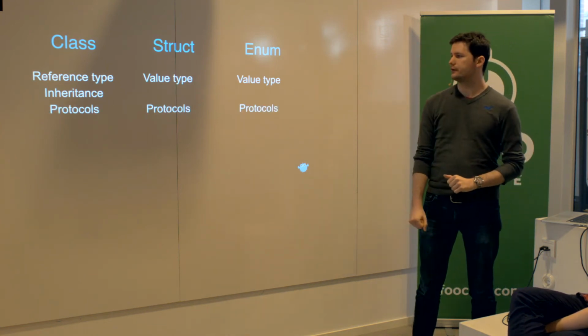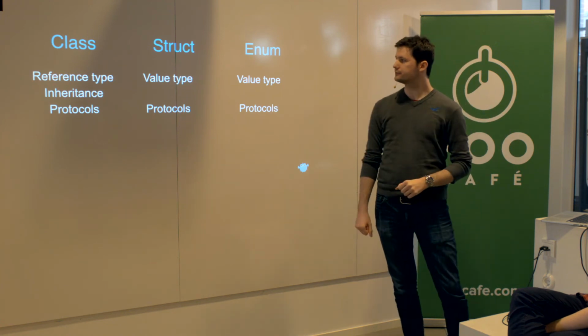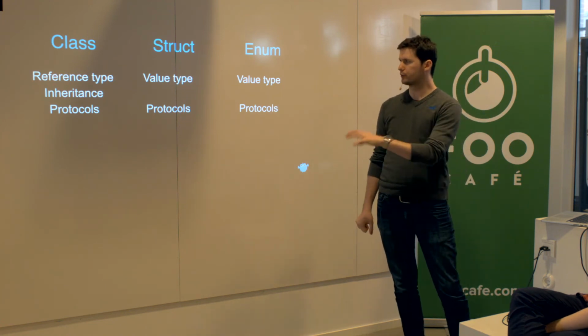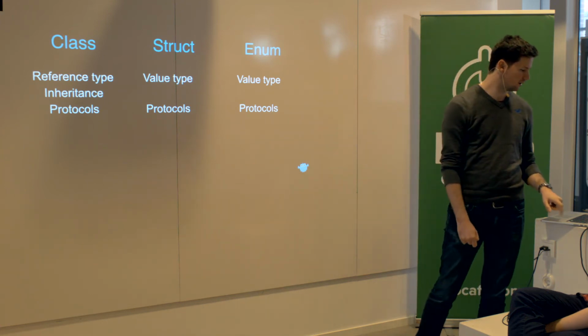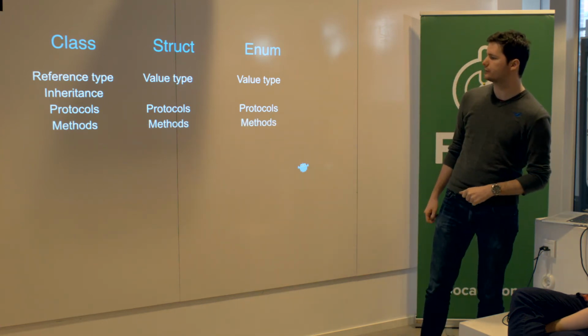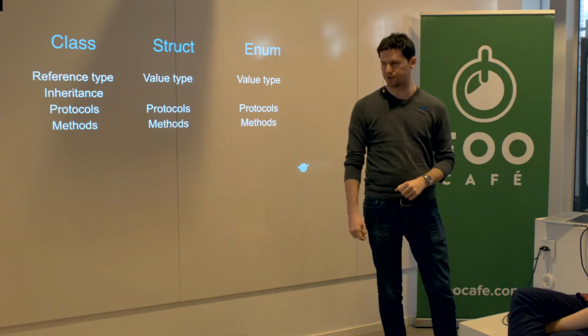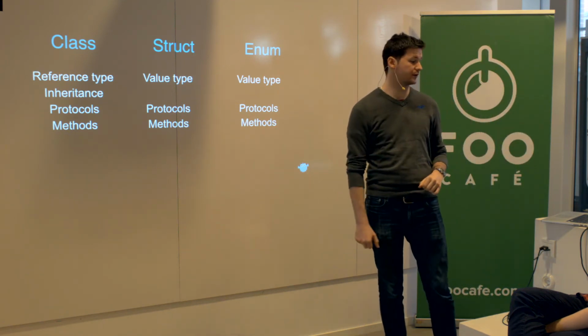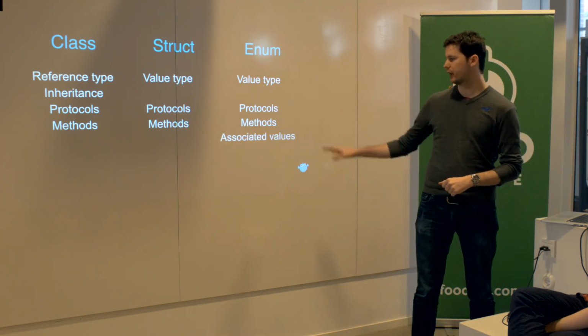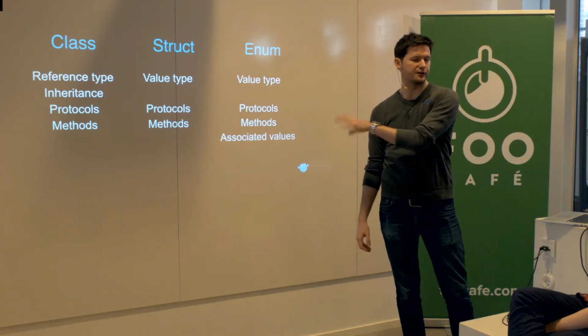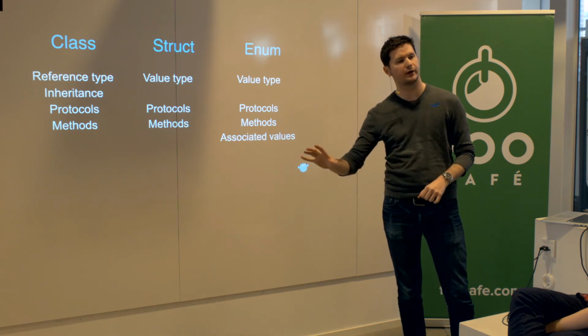All three can inherit from protocols. So you can inherit from protocols and use polymorphism, which is very, very nice. All three can have methods. That includes initializers, which is a special type of method, basically. And enums can have associated values, as I showed you just now with the car that had a make.